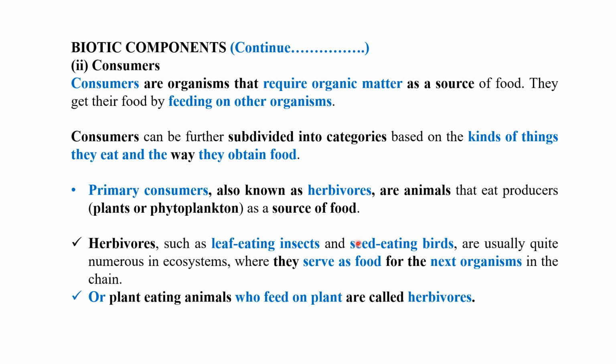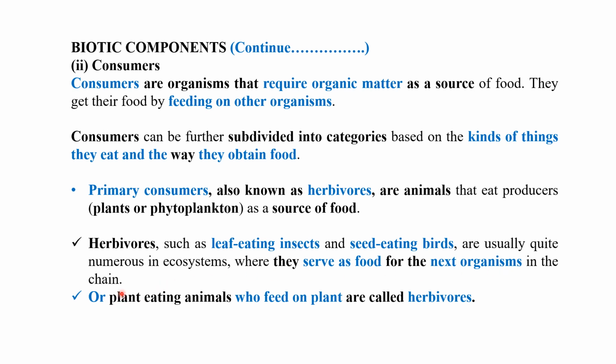The second biotic components are the consumers. Consumers are organisms that require organic matter as a source of food. They get their food by feeding on other organisms. Consumers can be further subdivided into categories based on the kinds of things they eat and the way they obtain food. Primary consumers, also known as herbivores, are animals that eat producers, plants or phytoplankton, as a source of food. Herbivores such as leaf-eating insects and seed-eating birds are usually quite numerous in an ecosystem, where they serve as food for the next organisms in the chain.